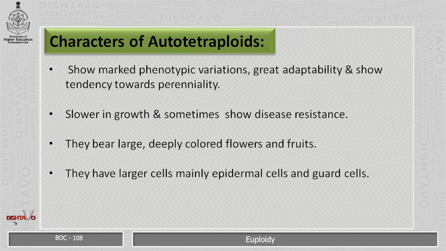Characters of autotetraploids. They show marked phenotypic variation, great adaptability, and show tendency towards perenniality. They are slower in growth and sometimes show disease resistance. They bear large, deeply colored flowers and fruits. They have large cells, mainly epidermal cells and guard cells.